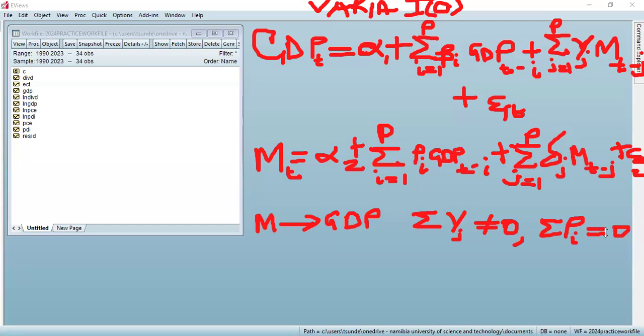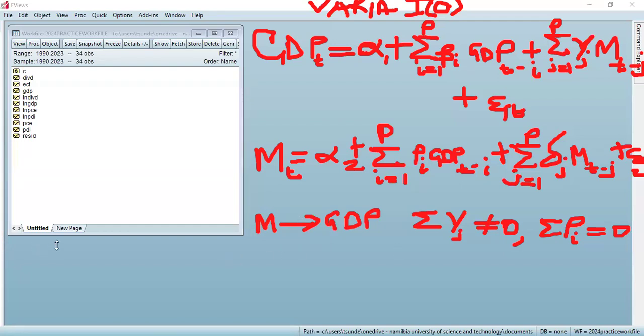We said if this is the case, it means the parameters of GDP in the second equation are equal to 0, while the parameters of money supply in the first equation are not equal to 0, which means that money supply influences GDP in the first equation, but GDP does not influence money supply in the second equation. And we said this is the condition which would give us unidirectional causality running from money supply to GDP.